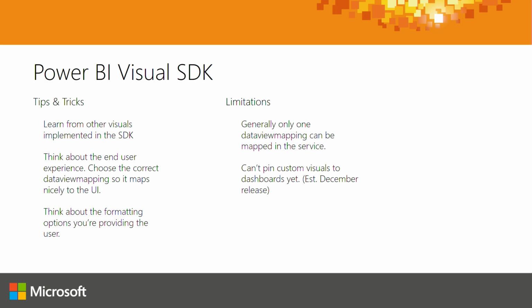Generally in most circumstances I found you can only use one data view mapping at all times. The Power BI service doesn't know how to map two different data mappings with the same categories. Another one, which is kind of annoying at the moment, is you can't pin custom visualizations to dashboards. So you can only have them inside reports. The estimate for that is around December, but don't hold me to that. They are working on that at the moment. That will come through.